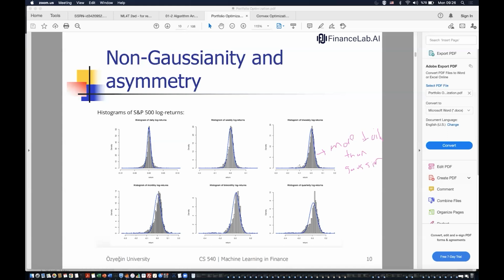And another example here is monthly log returns. If you look at the monthly log returns, again, this becomes more and more skewed when you look at the larger intervals. So the longer the interval you look at, the more non-Gaussian it becomes.